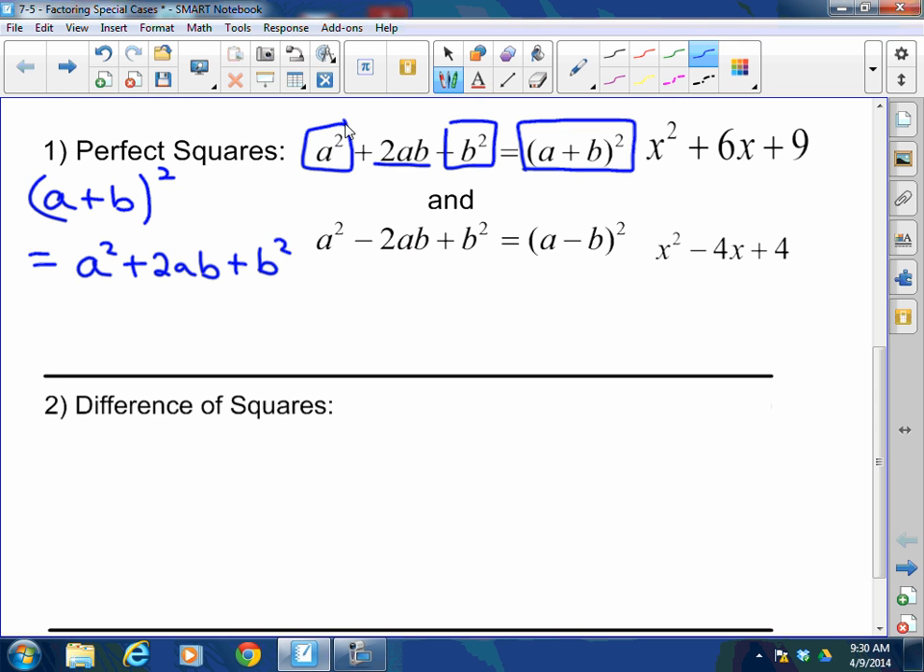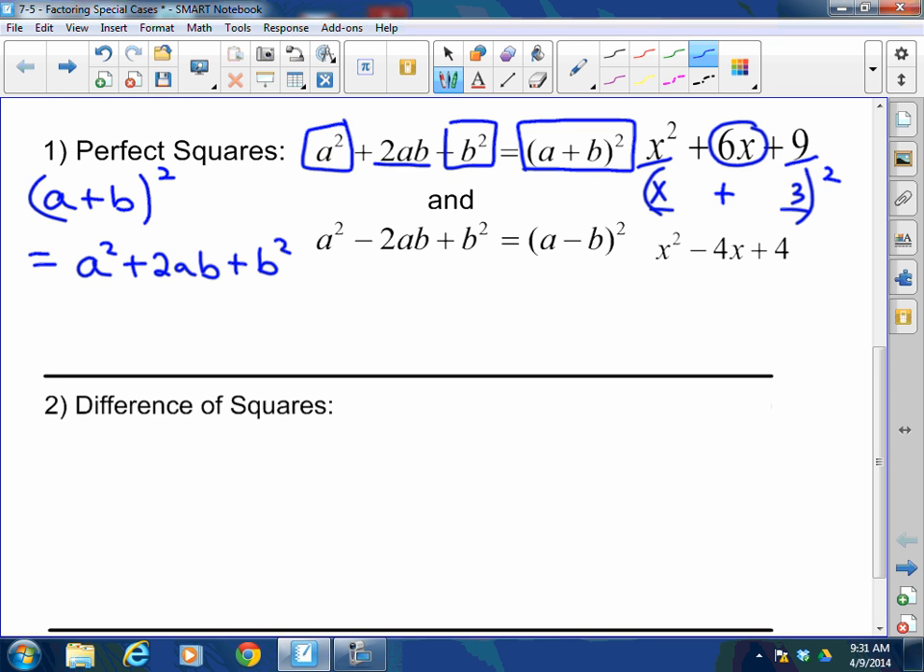For x squared plus 6x plus 9, this is how I do this. Is x squared a perfect square? What is the square root of x squared? Is 9 a perfect square? What is the square root of 9? What is 2 times x times 3? So this works. So this is an x plus 3 squared, and I'm done.